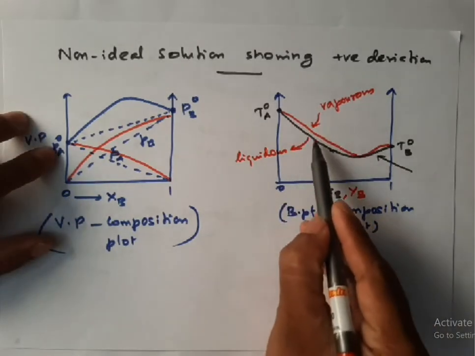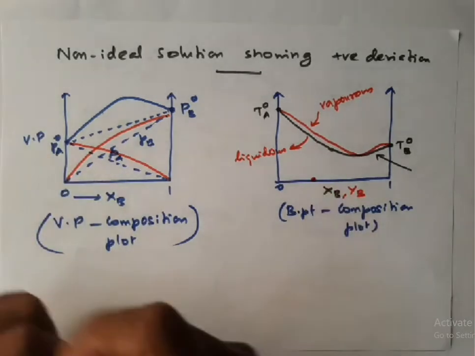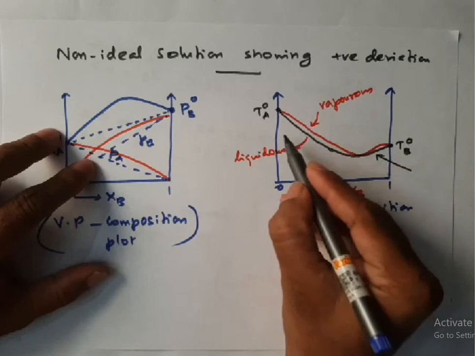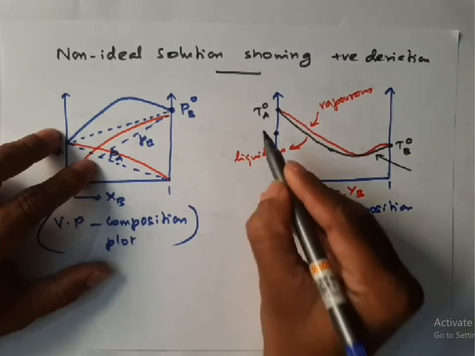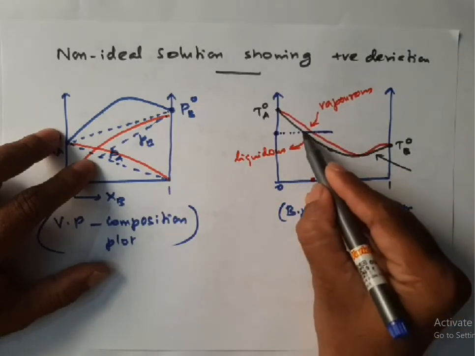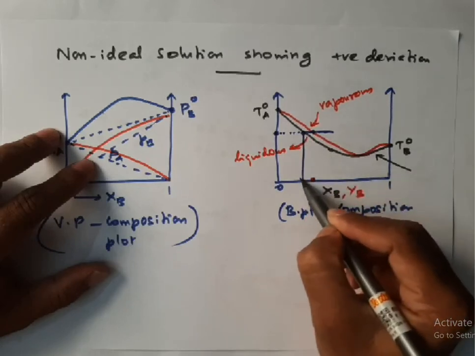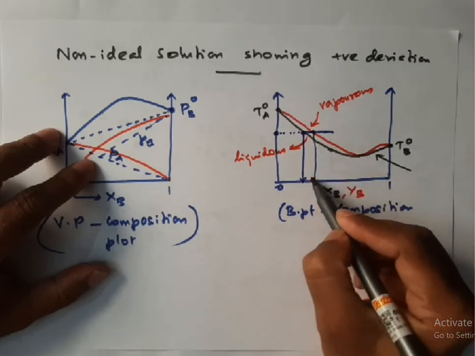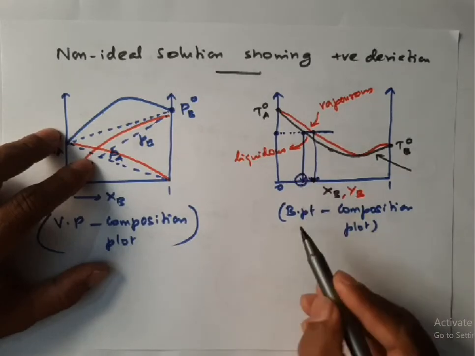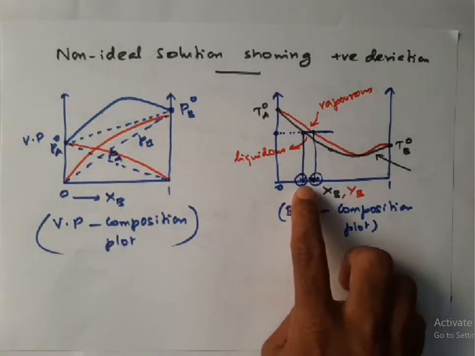Suppose I take a particular composition here. Or I'm sorry, instead I'll take some boiling point here. At this boiling point, I'll draw a straight line. This straight line cuts the liquidus curve and the vapor curve at different points. So this is the liquidus curve point, and this is the vapor curve point, and this is the mole fraction of B in the liquid, and this is the mole fraction of B in the vapor. Mole fractions of B in the liquid and vapor are different.